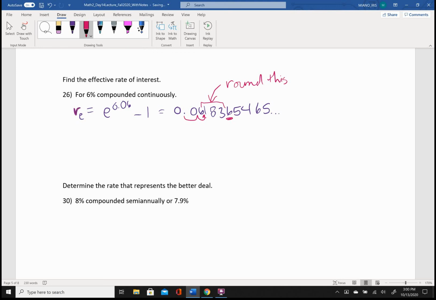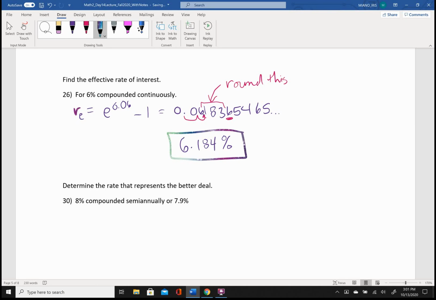and that's going to bump up this 3 to a 4. So therefore, your effective rate of interest is going to be, because the decimal moved right here, 6.18, not 3, but 4, because the 6 bumped it up by 1%. Don't forget that percent symbol.